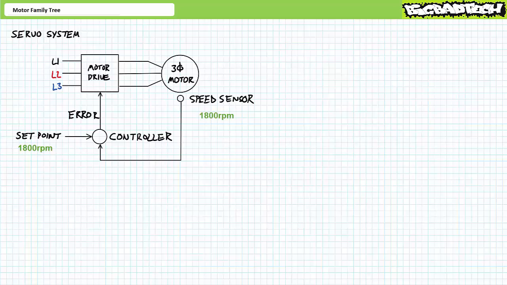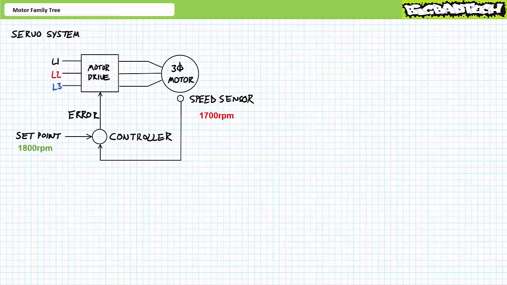The actual output is 1800 RPM. The error is 0 RPM, and the motor drive continues to supply the same excitation frequency sufficient to drive the motor at 1800 RPM. If, however, the motor shaft experiences oppositional torque such that the rotational speed now drops to 1700 RPM, via the feedback loop, the controller realizes the actual output is 100 RPM lower than the set point, and it must increase excitation frequency.